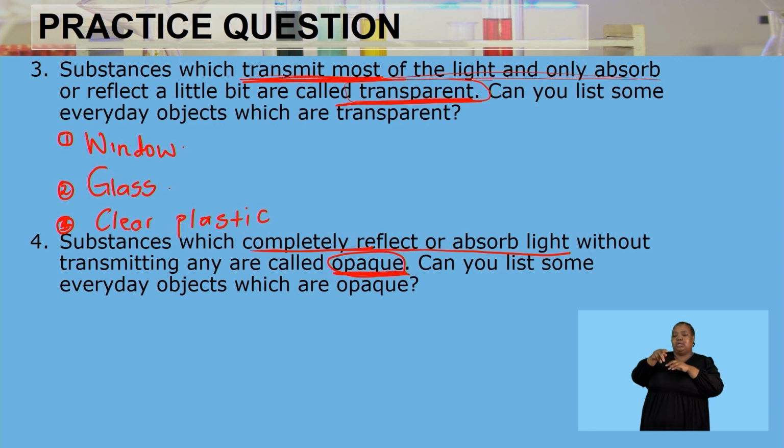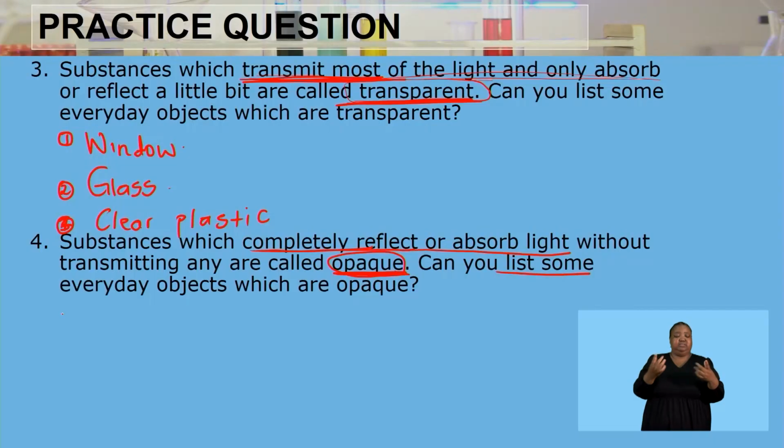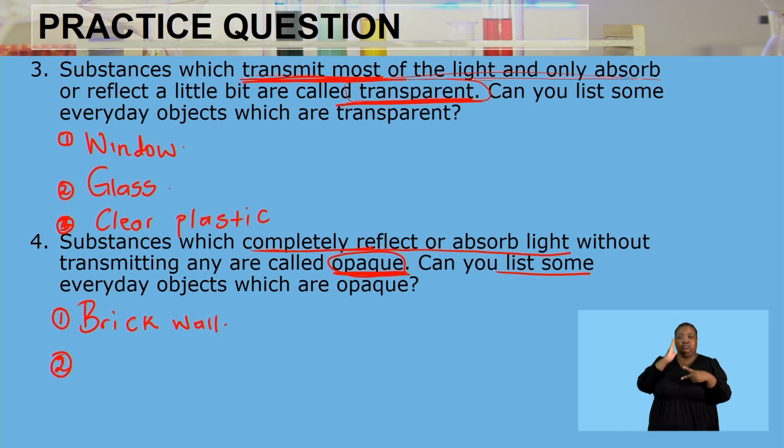If they are called opaque, can we list some everyday objects which are opaque? If you cannot see on the other side of the object, then that object is opaque. Number 1, we can talk about the brick wall. We know that we cannot see through a brick wall. Let's say you are in a different room and your brother or your mother is in the other room, you cannot see through the brick wall to see what they are doing.